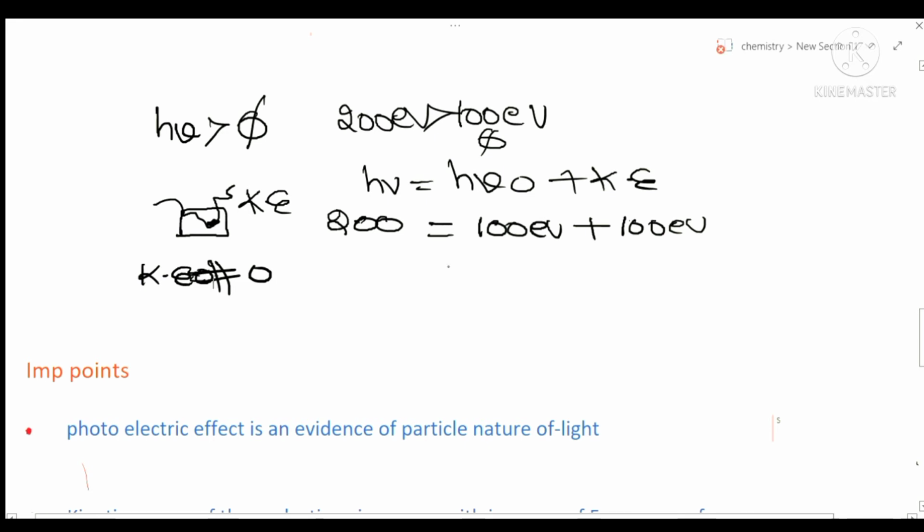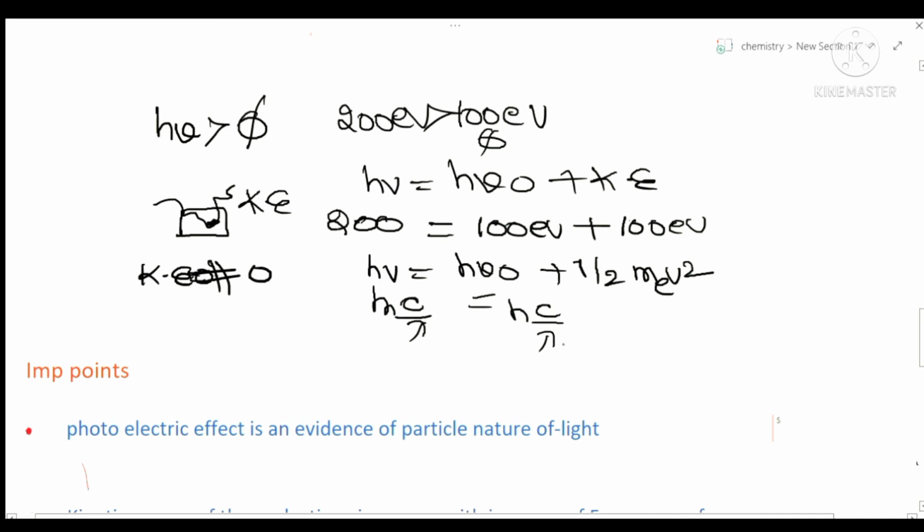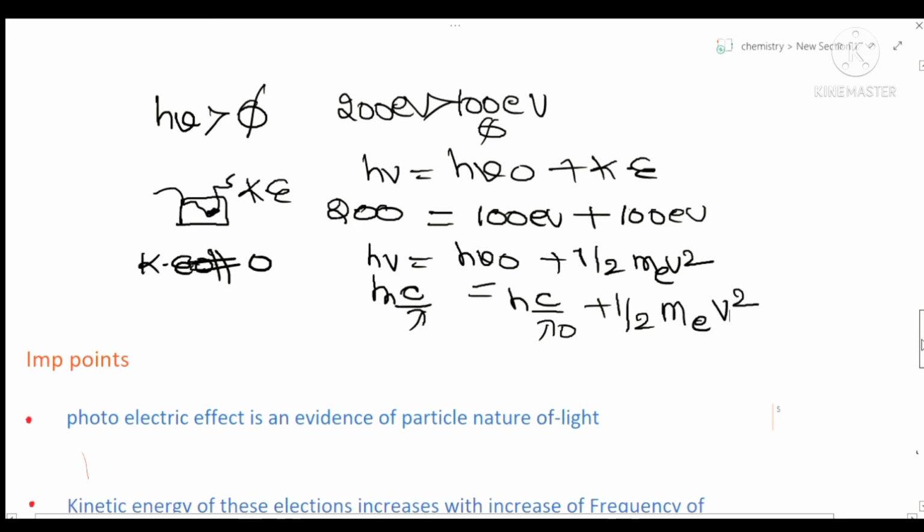You can see some important points here. From this you can write h mu is equal to h mu naught plus kinetic energy, that is, h mu is equal to h mu naught plus half m v square, where m is the mass of the electron and v is its velocity. You can write it another way also: mu is nothing but c by lambda, so h c by lambda is equal to h c by lambda naught plus half m v square. Like this you can write.